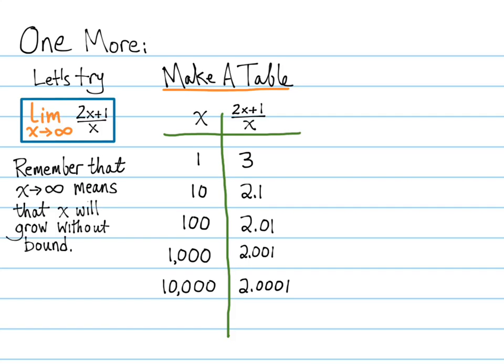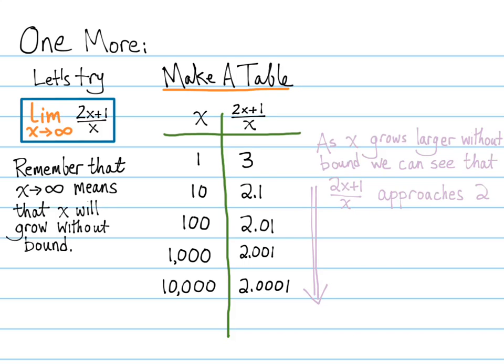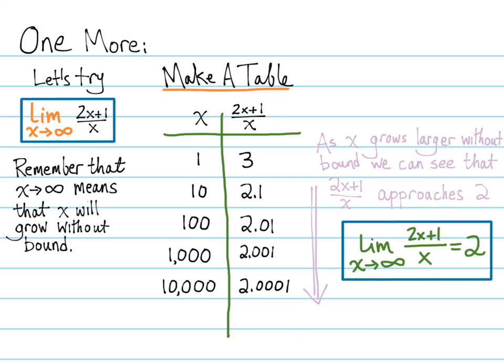And so we're going to make a table of bigger and bigger values of x. So I did just powers of 10: 1, 10, 100, 1,000, 10,000, and so on. And I'm going to plug them into 2x plus 1 over x. Now, to keep things simple, I represented them as decimals rather than fractions, and what I get is 3, 2.1, 2.01, and so on. And you notice that as x gets bigger and bigger, 2x plus 1 over x is getting closer and closer to 2. And so the way we write that is the limit as x goes to infinity of 2x plus 1 over x is 2.